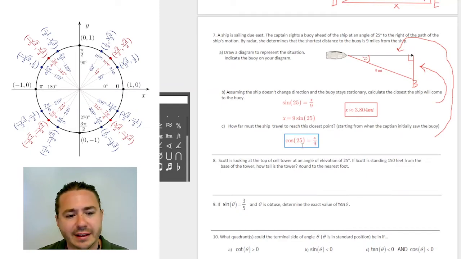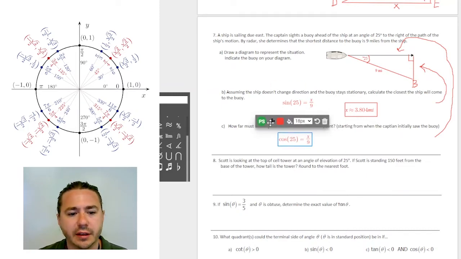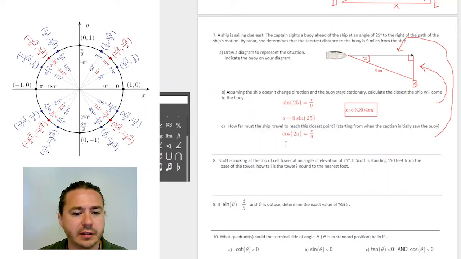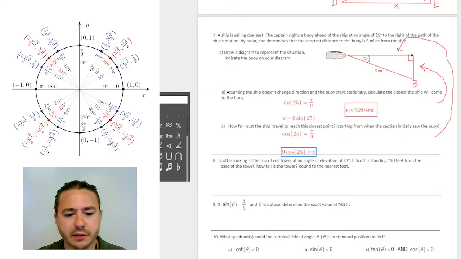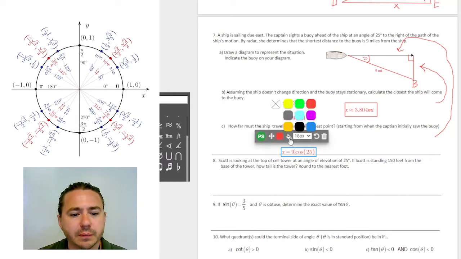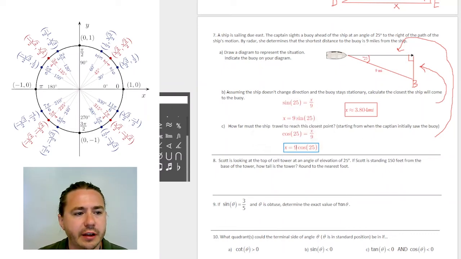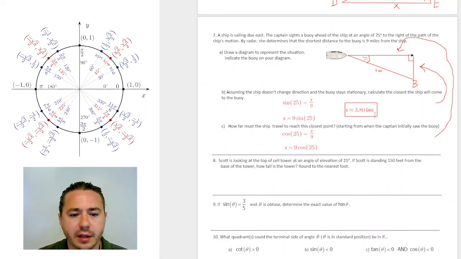We'll solve it exactly like we did the last one. We're going to multiply both sides by 9. So you get 9 times the cosine of 25 equals x. I like the x in front. X equals 9 times cosine of 25. And then we can just put that in the calculator.